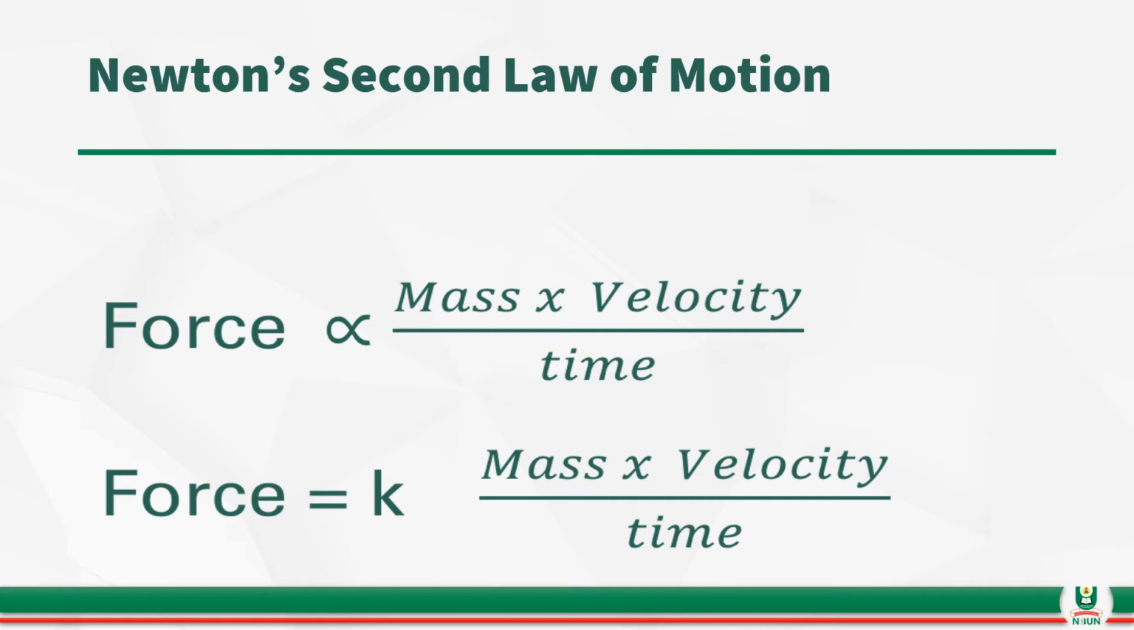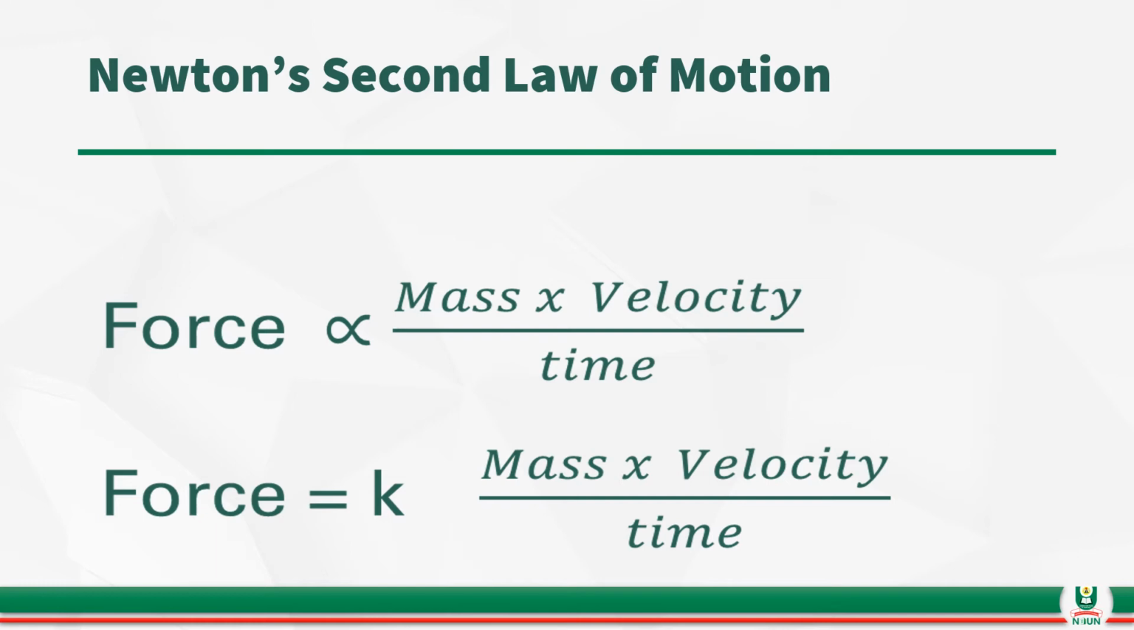I'm sure you remember that in secondary school, you were taught that if you change a proportionality sign to an equality sign, you must introduce a constant. So that's why this K, constant, is coming in, because we are changing the proportionality sign to an equality sign. And the value of this constant is 1. So you can say force is equal to mass times velocity all over time.